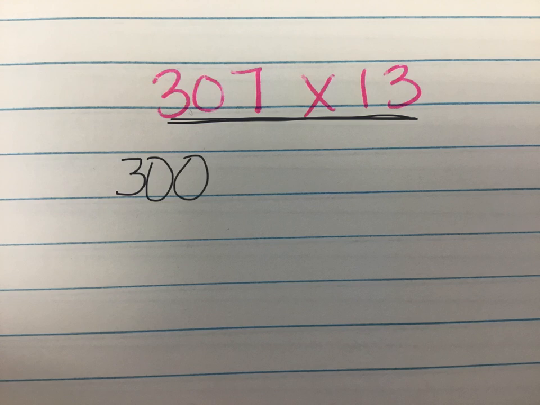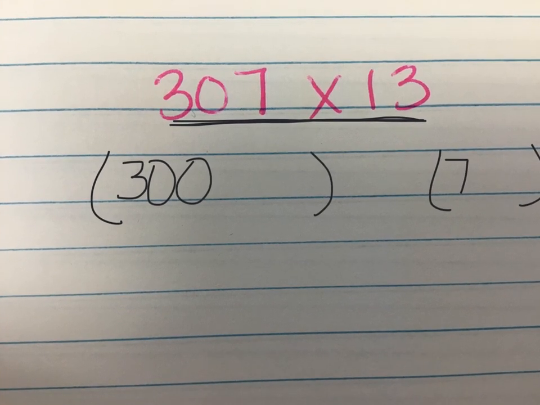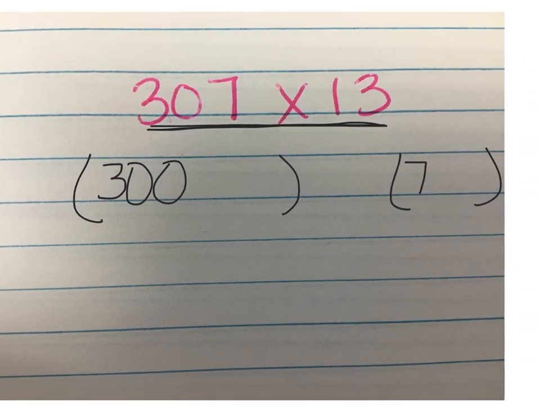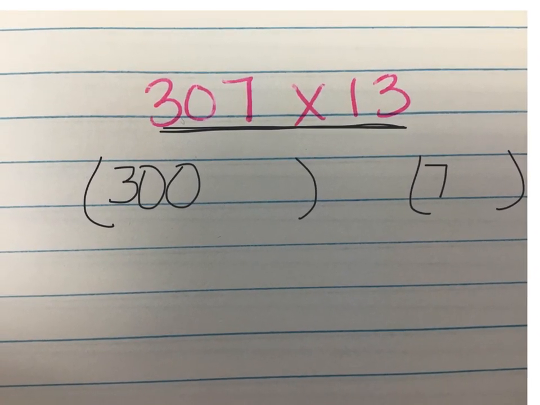So what if I took 300 and we're going to put them in 2 different sets of parentheses, and I put that 7 over here. It would be true that this 300, if I added it to the 7, I would get this number right up here. It is true.